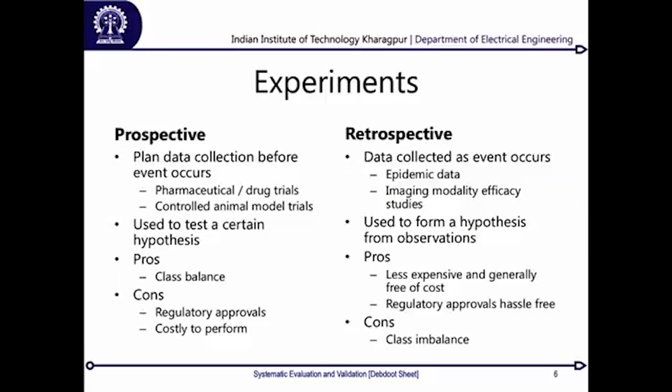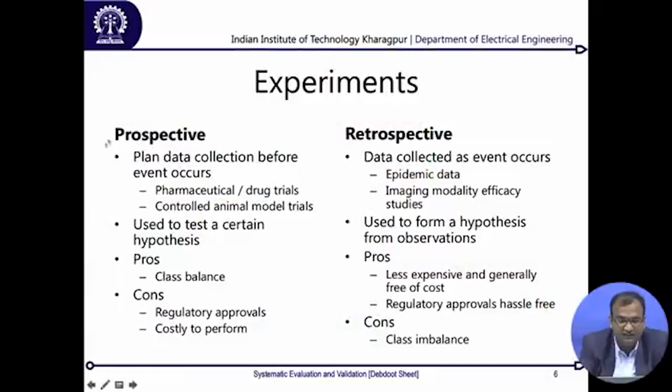Now from there, I will be speaking about what experiments are. Typically we have two types of data collection within experiments. One is called prospective, the other is called retrospective. In prospective, as the name suggests, you plan for the data collection before the event occurs. This is what is done by pharmaceutical companies for drug trials, and you typically use a controlled animal model for these sort of trials. There are humans who also enroll for similar kinds of trials, but they are much more serious affairs and come much later, after animal trials and all sorts of regulatory approvals and ethical clearances.